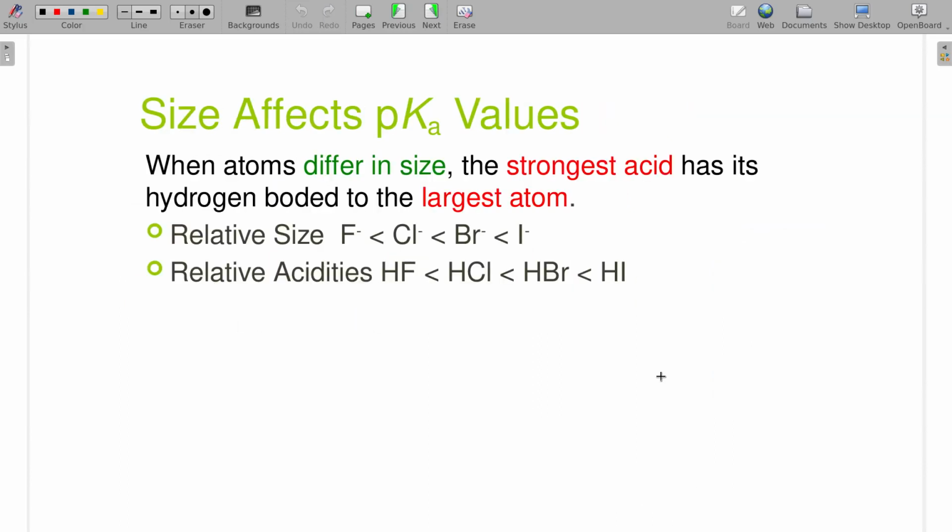Okay, size is the other factor that's going to fit in with strength of an acid. So we talked about electronegativity factoring into what makes a strong acid. Turns out size does as well. And what happens is the bigger an atom is, the farther apart this actual bond is, which makes that bond weaker. So a bigger atom leads to a stronger acid. HI is a much stronger acid than HF.